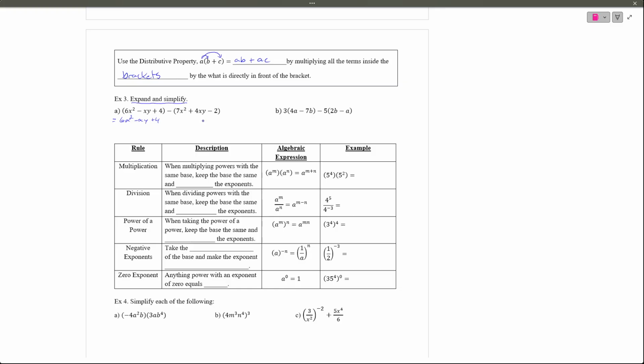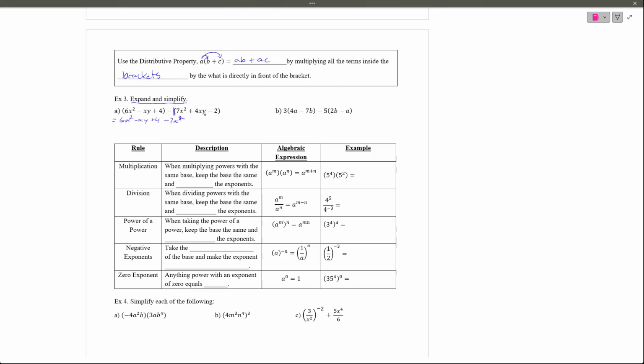Can I just drop the brackets? I can't. Because really this minus sign, that actually matters. That's the same thing as saying minus 1 right here. So that means we have to multiply that minus 1 through the entire set of brackets. So that means minus 1 times 7x squared. That's minus 7x squared.